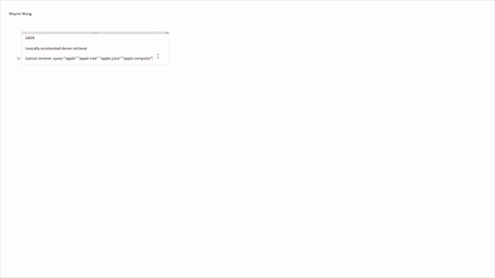What I have been doing this whole summer is working with an existing search engine algorithm called LADR. It stands for Lexical Accelerated Dense Retrieval. I think we need to start by talking about what lexical retrieval is, right?